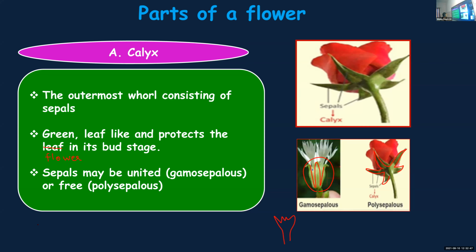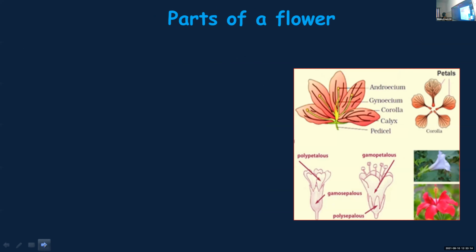Polysepalous, gamosepalous. Once again, calyx is the outermost layer and it consists of sepals. They are green leaf-like structures and they will protect the flower in its bud stage. When all the sepals are united together, you call it gamosepalous, and when they are free, when they are separate, you call them polysepalous.